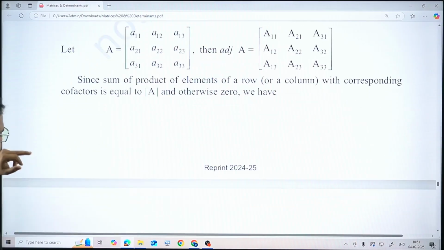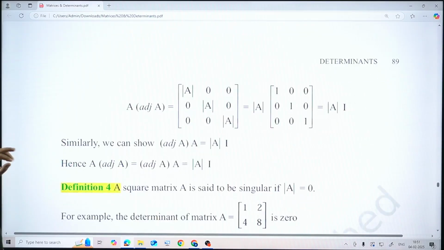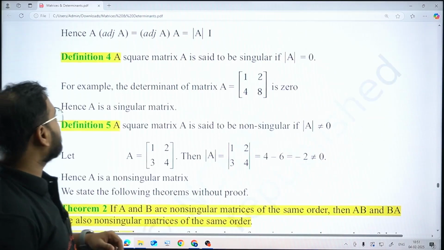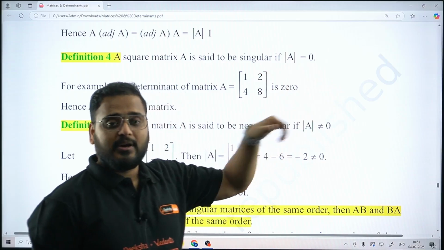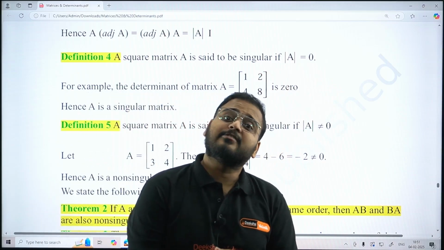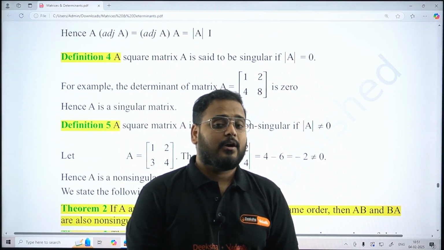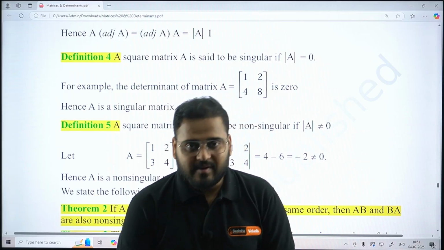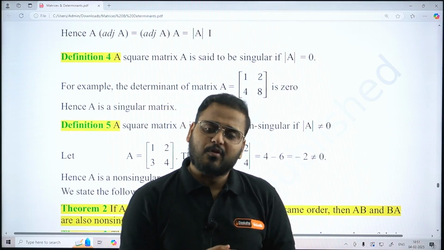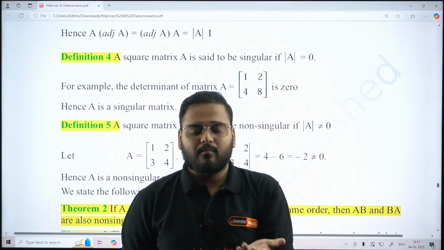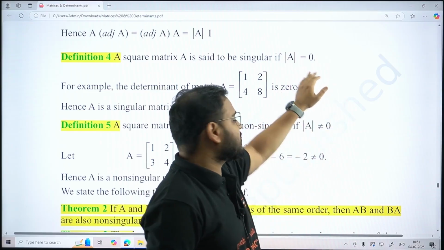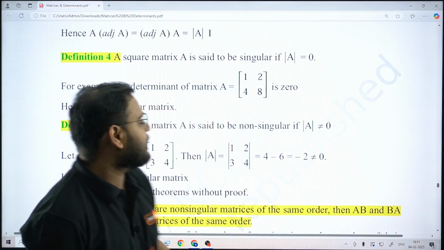Chaliye. What else is there, sir? Definition number 4, sir. A square matrix A is said to be singular if its determinant value is equal to 0. One more thing, you can't find the inverse if a matrix is singular, sir. Only if we have a non-singular matrix can we find the inverse. The formula of inverse is adjoint A by determinant of A. If this is 0, bacha, then it will become infinity, no? It's not defined, okay?